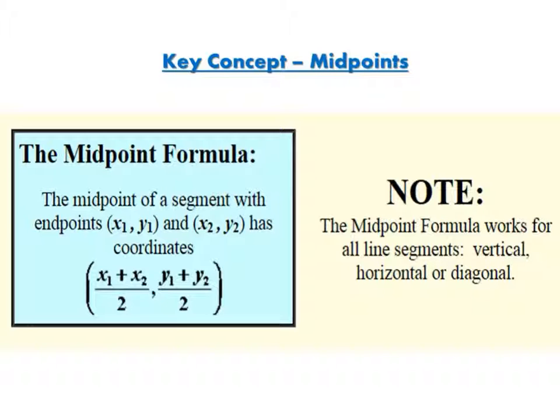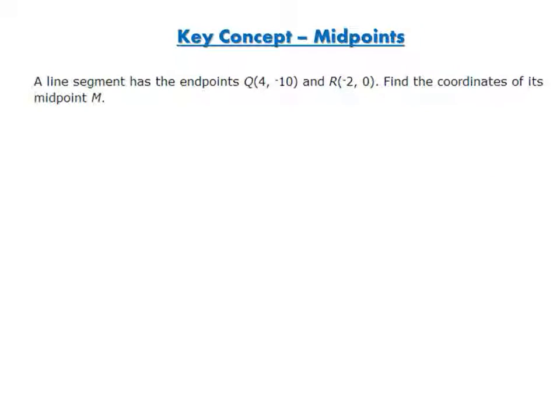So since we're finding the middle of a line segment, all you do is take your x coordinates, add them together, divide by 2. Your 2 y coordinates, add them together, and divide by 2. We're finding the middle of them. So you have your first point, your second point, add your x points, divide by 2, add your y points, divide by 2. Our first example is a line segment that has the endpoints 4, -10 and -2, 0.